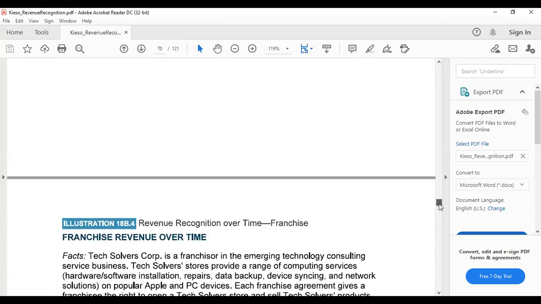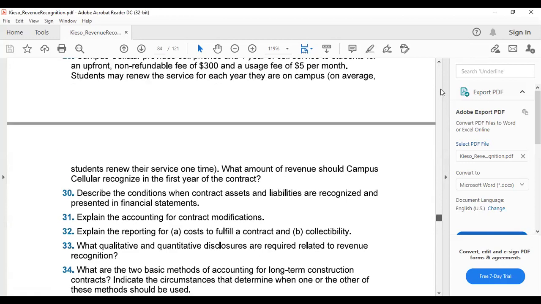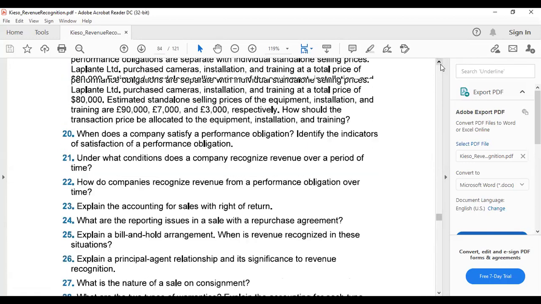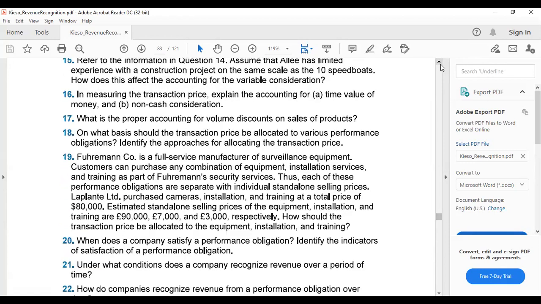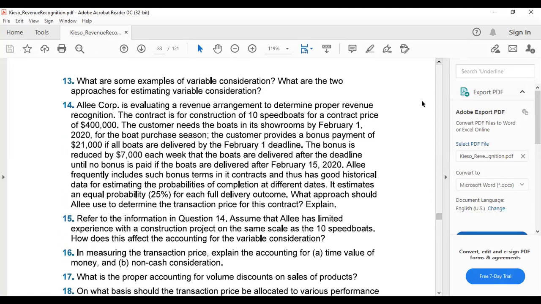Are you seeing the screen? Yes, sir. Okay. Let's apply first because this is a very long chapter. Okay, number 14. Can you read? Griselda?